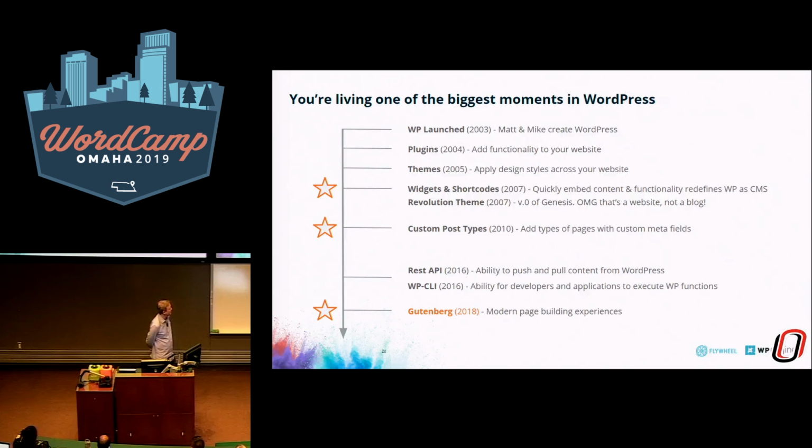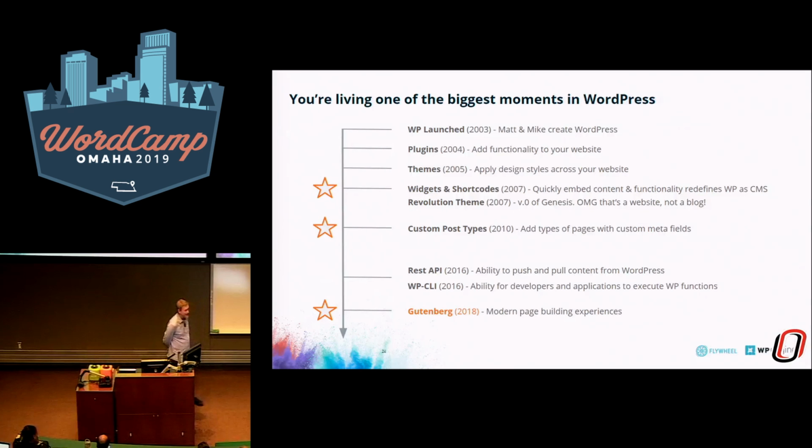The first is widgets and shortcodes. This happened back in 2007. For me, this was the moment where people said, oh my God, you can use WordPress to make a website, not just a blog. This was when WordPress, in my view, was recognized as a content management system. I can make a website now.